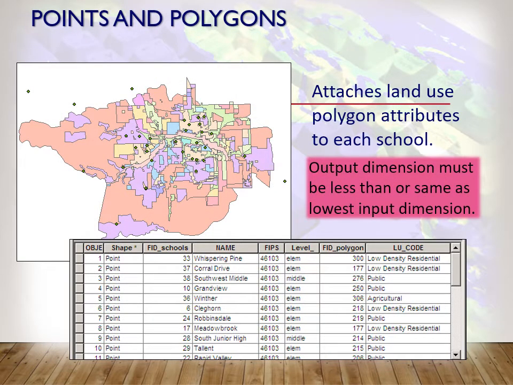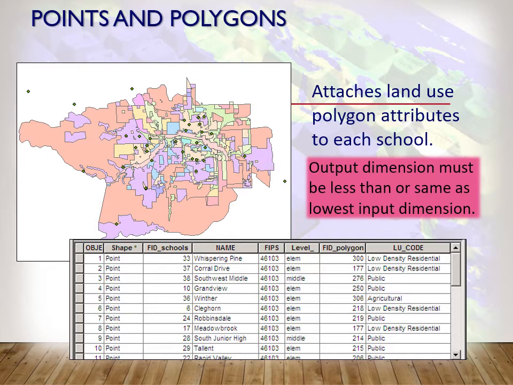Now with different geometries come different options, points and polygons. When you're doing an intersect with this, the output dimension must be less than or the same as the lowest input dimension. You cannot get data from points and polygons and have polygons as the output. Whatever the lowest one is will be the dimension of the output.